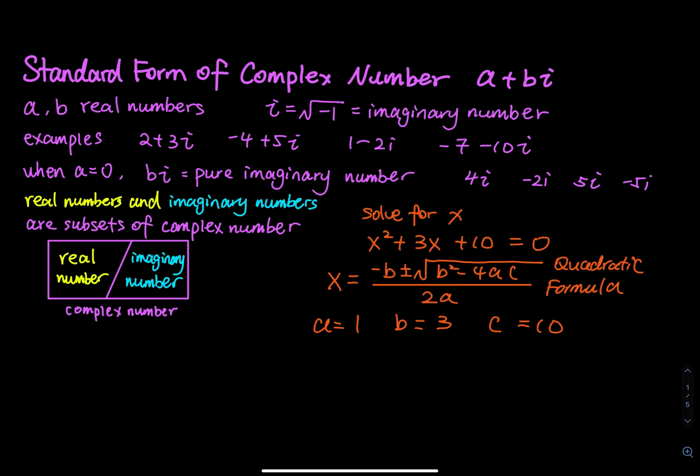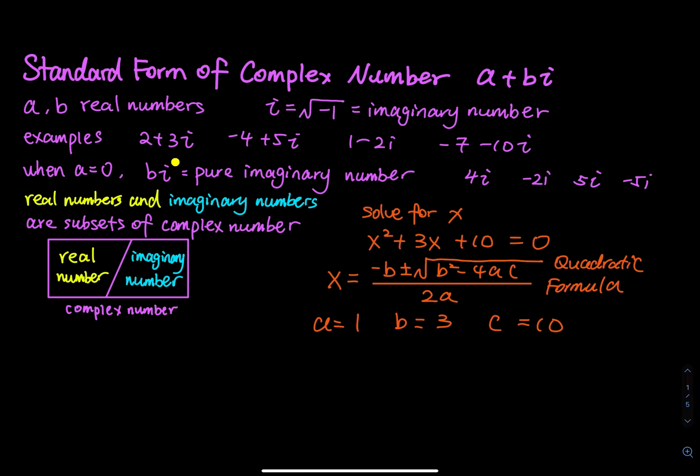Let's write a couple examples of standard form of a complex number. Let's say 2 plus 3i: 2 and 3 are real numbers, i is an imaginary number. And then -4 plus 5i, 1 minus 2i, -7 minus 10i, and so on. What happens when a is equal to 0? When a is equal to 0, you have 0 plus bi, so you have bi only. bi is called a pure imaginary number. So let's say 4i, -2i, 5i, -5i, or you can say just 1i or -i.